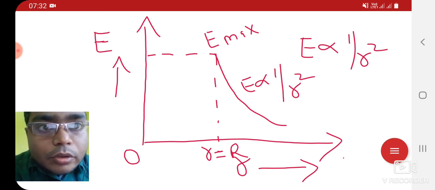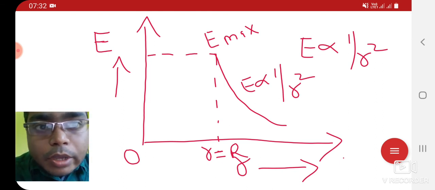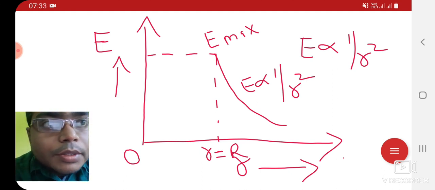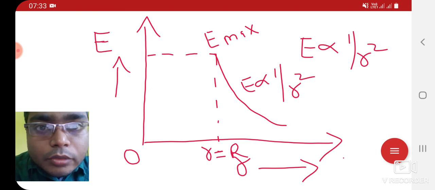I think it is clear to all of you. At the inside point the electric field was 0, and on the surface the electric field is maximum at r equal to capital R. And again when we go outside the spherical shell, the electric field is decreasing, and it is given by 1 upon r square. So the electric field variation will be like this. I think today's lecture is clear to all of you. Thank you all of you.